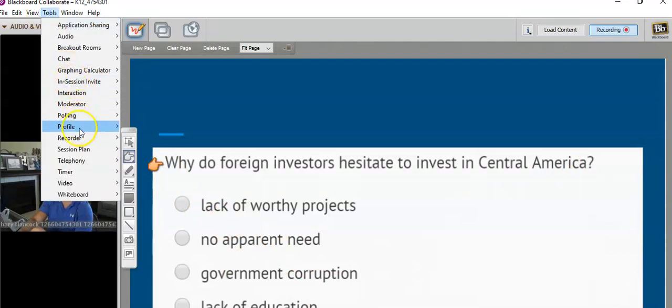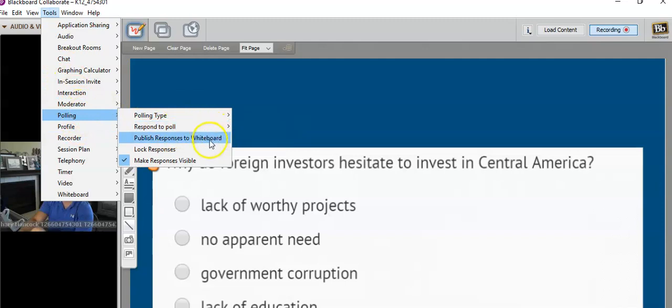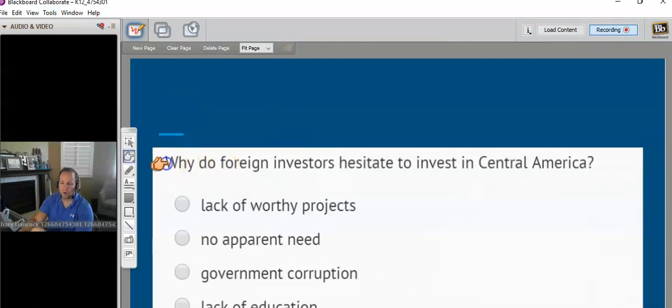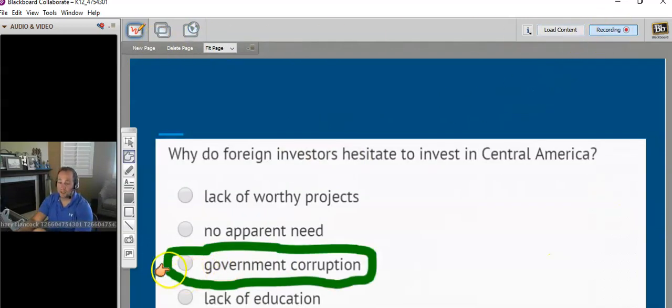Okay, let me change the little poll things real quick so we can answer this question. Okay, why do foreign investors hesitate to invest in Central America? Okay, so this is kind of a good question that will lead to there. There's a lack of worthy projects, no apparent need, government corruption, or lack of education. Okay, so let's give you a second to answer that. Okay, so most of you are correct. It is C, government corruption.